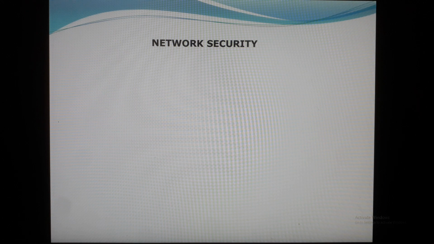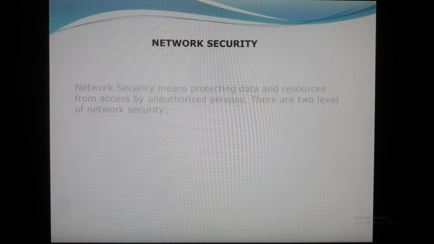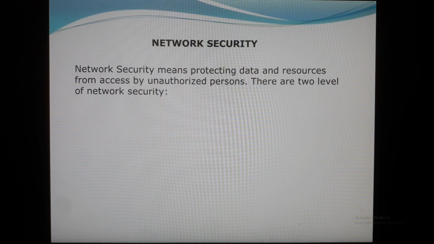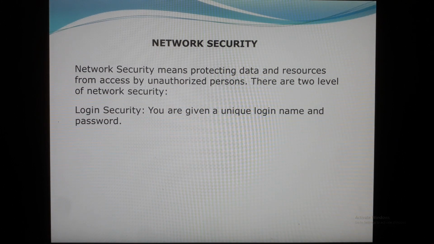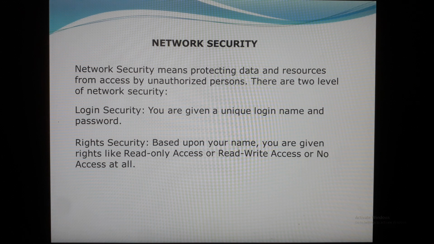Only authorized persons can access or modify data. So, considering all these things, there are two types of networking security. Number one is login security, where you are given a unique login name and password. Second is rights security. Based upon your name, you are given rights like read-only access or read-write access or no access at all. So here we end the chapter.